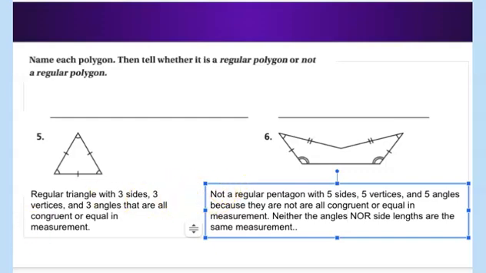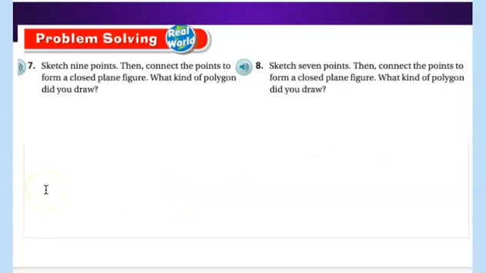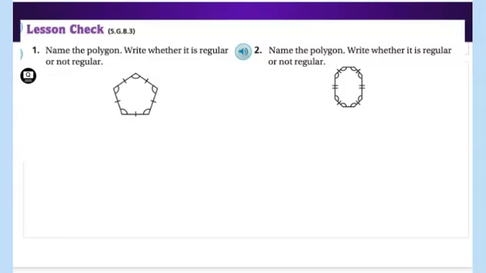All right, next problem. How are you doing? All right, so now you're going to sketch 9 points that connect the points to form a closed plane figure. What kind of polygon did you draw? And then you're going to sketch 7 points. What kind of polygon did you draw? So you can draw these here on your Pear Deck or on your own paper, bring them in. The most important thing is yours all will look different. To be a polygon, just remember it needs to be closed, and those sides need to be straight. All right, name the polygon, whether it's regular or not regular.